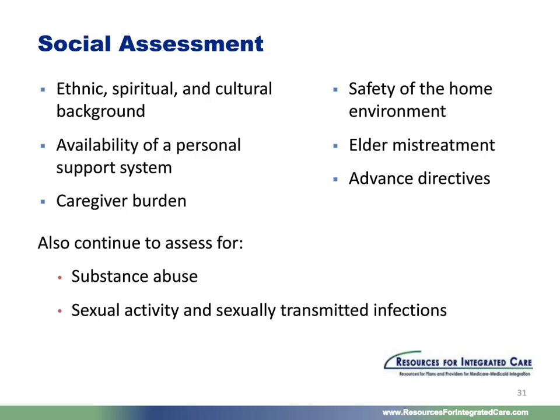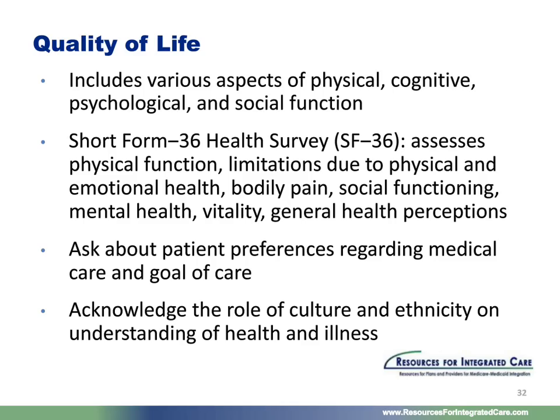Next slide. And lastly, quality of life often includes various aspects of physical, cognitive, psychological, and social function, the areas that we've been speaking about up till now. Instruments have been developed to try to integrate across those 4 areas, and one of those is the short form 36 health survey, which assesses physical function, limitations due to physical and emotional health, bodily pain, social functioning, mental health, vitality, general health perceptions. Each of those are scored on a 0 to 100 scale, with 100 being a perfect score for quality of life and 0 being the worst quality of life.